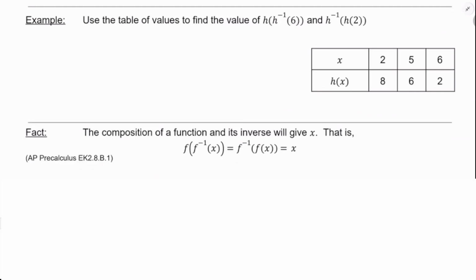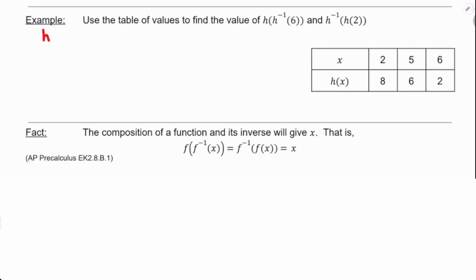All right, now let's work an actual proper table question. We're going to use the table of values to find the value of h inverse of 6 and h inverse of h of 2. Maybe you already know that these are supposed to come back 6 and 2. If you do, then you really learned something in algebra 2. But I'm trying to convince you of why that's true here, just going back through the steps. So I think the first thing would be finding the value of h inverse of 6.